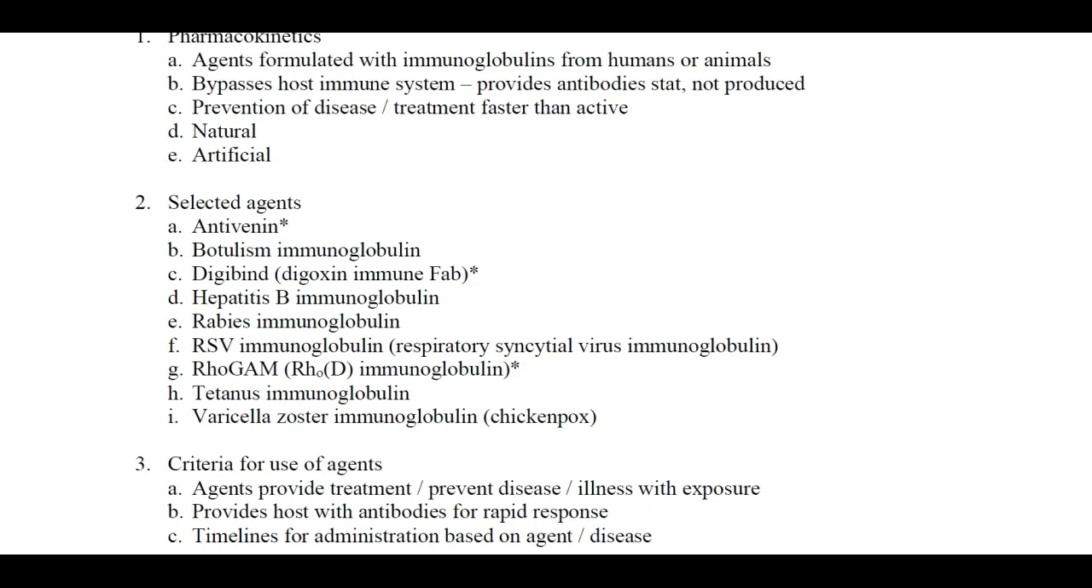Digibind or digoxin immune fab is used to treat life-threatening overdose of digoxin. This one you guys have learned in a previous unit. RhoGAM or Rho(D) immunoglobulin is used for Rh negative people who are exposed to Rh positive blood. So basically a pregnant woman. This is given within 72 hours of exposure to Rh positive blood. Typically, it's during childbirth. So after childbirth, within 72 hours, this medication will be given, and this will prevent formation of antibodies that attack Rh positive blood.